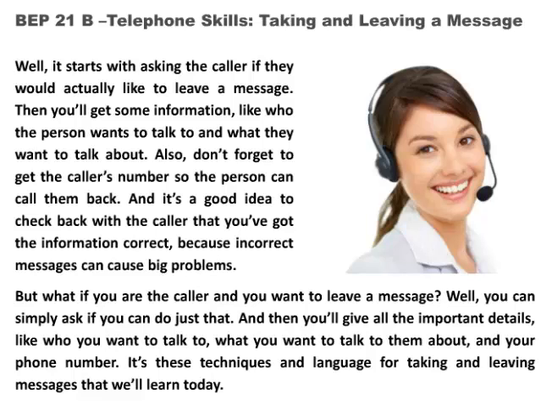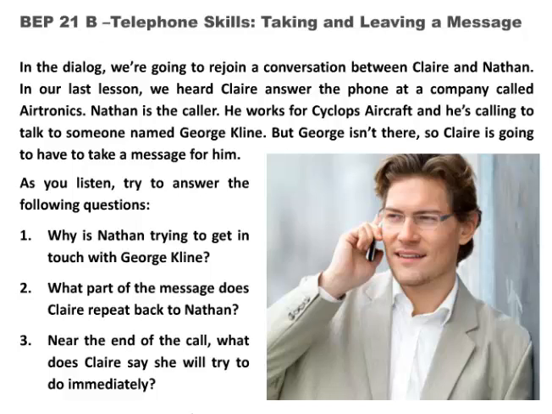In the dialogue, we're going to rejoin a conversation between Claire and Nathan. In our last lesson, we heard Claire answer the phone at a company called Airtronics. Nathan is the caller. He works for Cyclops Aircraft, and he's calling to talk to someone named George Klein. But George isn't there, so Claire is going to have to take a message for him.